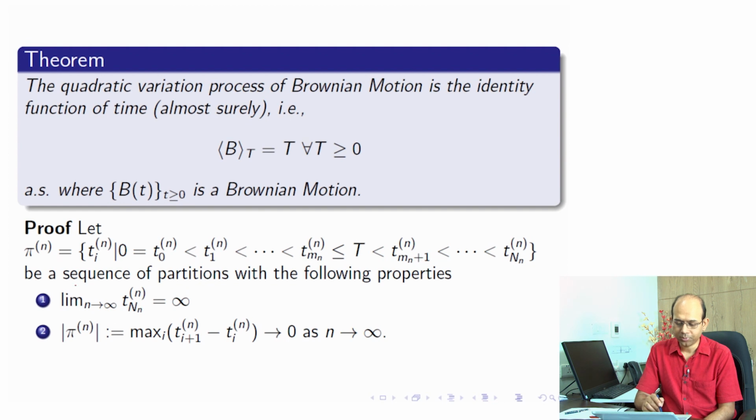Another property we need is the mesh size of the partition. We denote it by the modulus sign. That is defined as the maximum over all possible i of the increment t(i+1) minus t(i). And that is going to 0. These two properties specify the type of sequence of partitions we are going to consider: only those where the partition mesh size shrinks to 0, but the end point goes to infinity. So we consider such partitions.